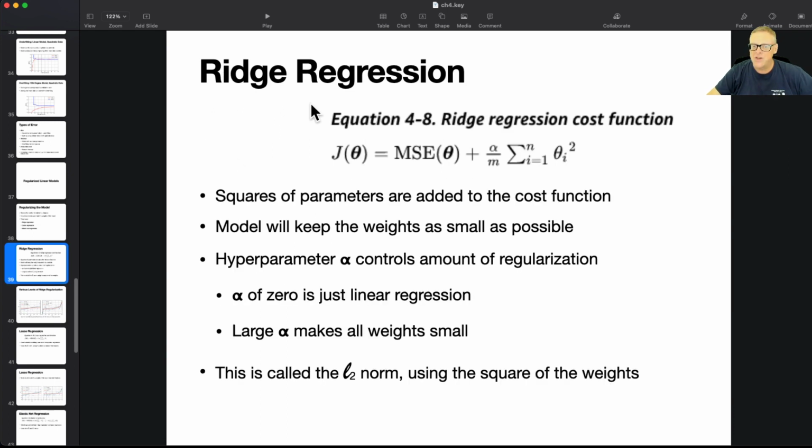So the ridge regression is extremely simple. You take the mean squared error of all the points, and then you just take the mean squared parameters. You just take the parameter itself and square it and add it up. So you're just going to punish yourself for using large slopes to try to make you fit the model with low slopes. That's all there is to it. And you have a hyperparameter alpha, which determines how much of this regularization is going on. So if alpha is 0, you just have linear regression with mean squared error. And if alpha gets really high, then all the weights get really small, and you're just going to fit the model with a single static value horizontally there. So this is called the L2 norm, using the square of the weights.